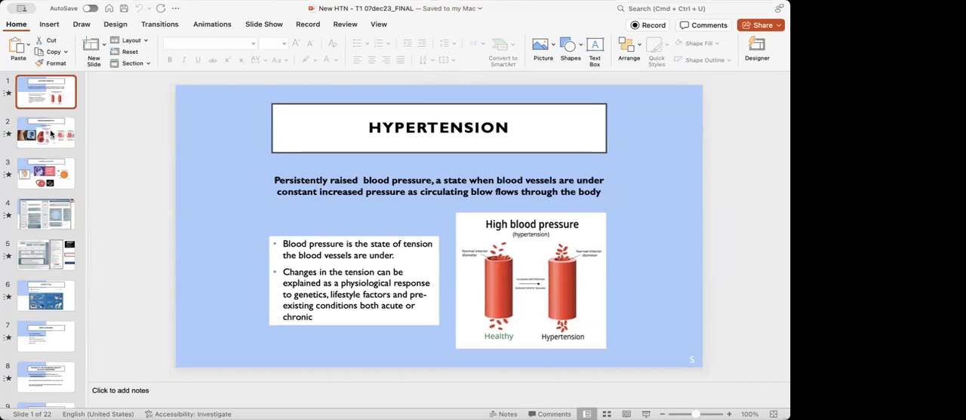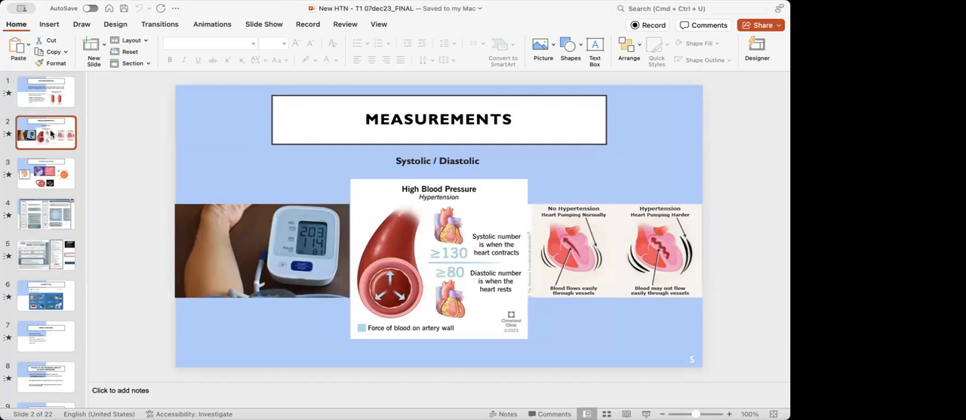Next slide, please. So when we talk about blood pressures, we commonly get two values. One's the top number and one's the bottom number. And what it signifies is the top number is the pressure that the blood vessels are going through once.